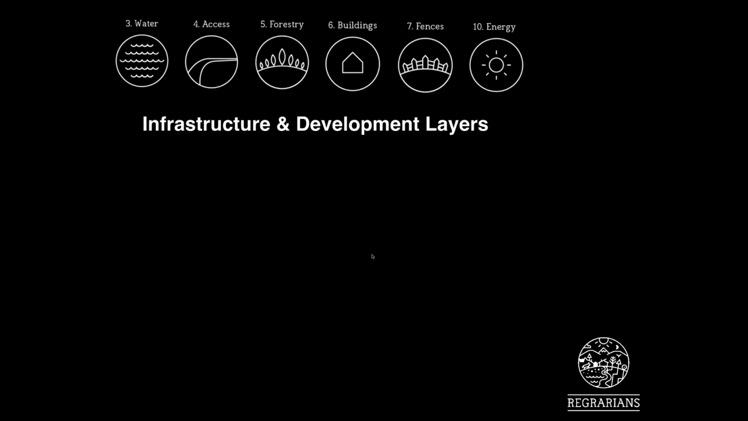And in this scenario, what we're looking at is water, access, forestry, buildings, fences, and energy. All of these layers contain within them, so that's why I've considered it here as being that these are infrastructure and development based. So with water, we've got all of the different kinds of irrigation and water harvesting and water infiltration infrastructure. We've got with access, we've got the same. With forestry, we've got a whole range of different types of forestry installations and buildings, obviously, and fences. With energy, we're looking at energy storage and generation strategies and infrastructure.